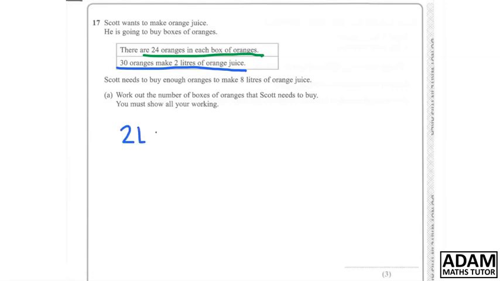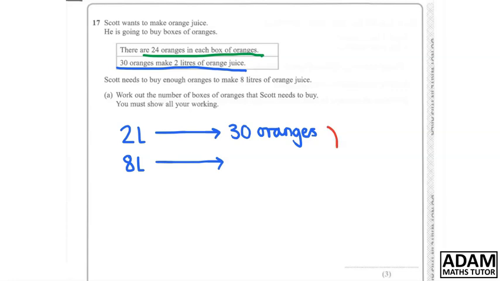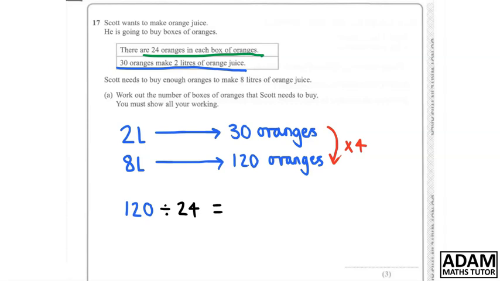So I know that 2 litres can be made using 30 oranges, and I wanted to make enough to get to 8 litres. So to get from 2 litres to 8 litres, I would need to multiply it by 4. So that means I'm going to need 120 oranges. If there are 24 oranges in each box, I can divide this by 24, and this will tell me how many boxes I will have, which is 5 boxes.